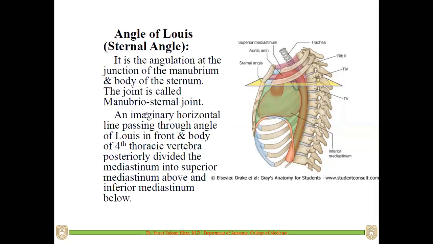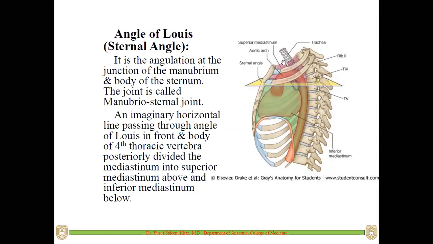So if an imaginary horizontal line passes through the angle of Lewis in front and the body of the fourth thoracic vertebra posteriorly, if you imagine a horizontal plane entering through the angle of Lewis and piercing exactly behind at the body of the fourth thoracic vertebra, it divides the mediastinum into the superior mediastinum and the inferior mediastinum. So this will divide the whole of the mediastinum. This whole thing is the mediastinum.